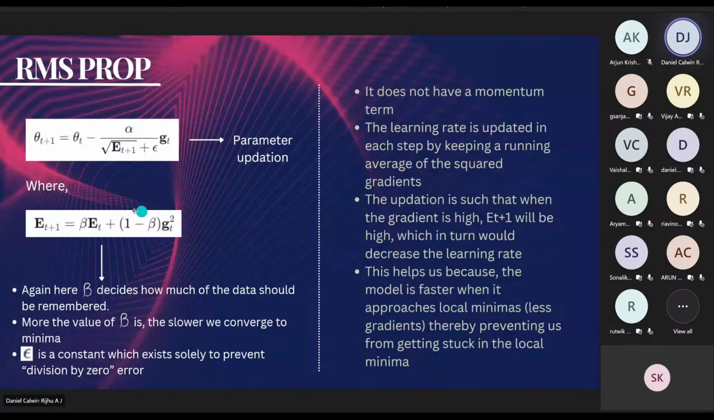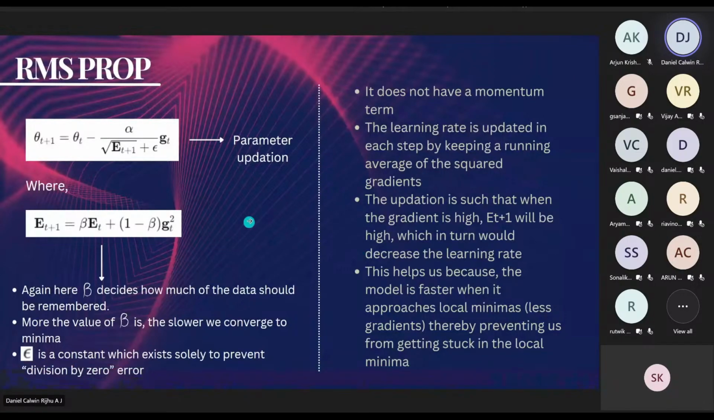And again, beta is going to be the coefficient which decides how much of the accumulated square gradient it should retain from the previous epoch. So this is it about RMSprop. Now, there is one more point which I'd like you guys to notice. Unlike the SGD with momentum operator, we do not have a momentum operator over here.